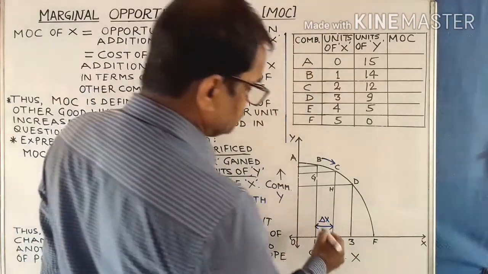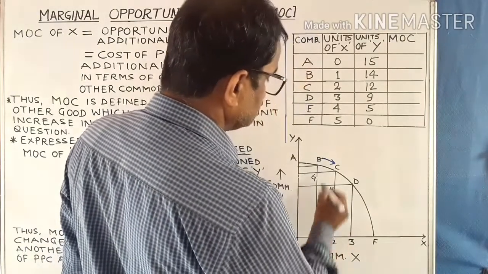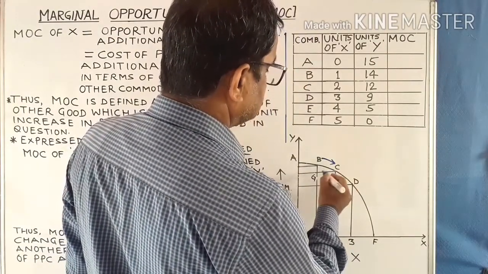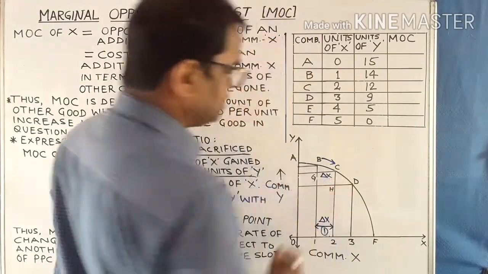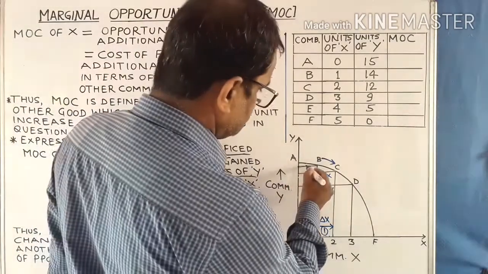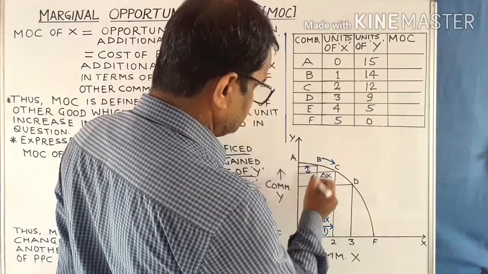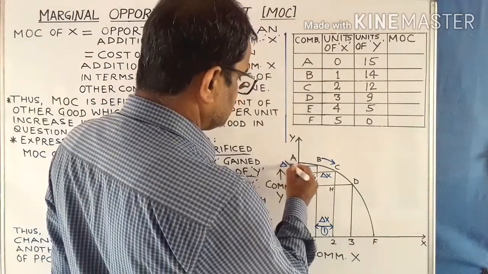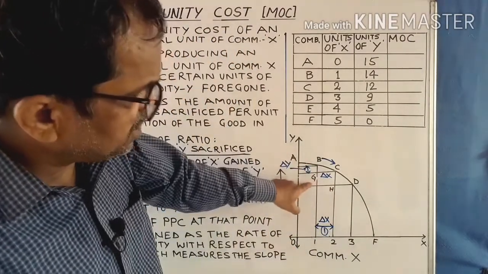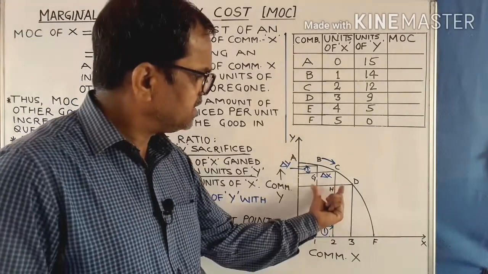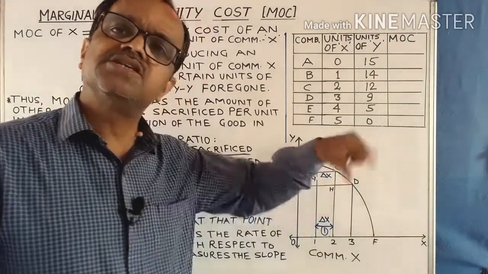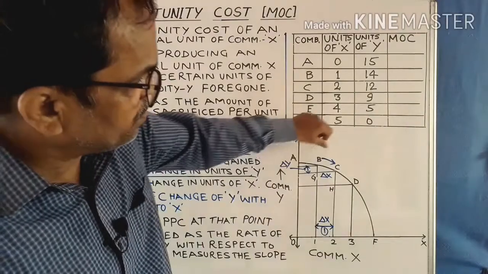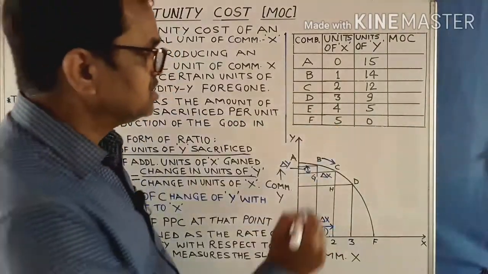This is equal to 1 unit. When this is delta X, it is equal to 1 unit. And what is this unit? This is the change in the units of Y, when this is delta Y. So delta Y is BG and delta X is GC. The ratio of the two is the slope at the point, that is C.